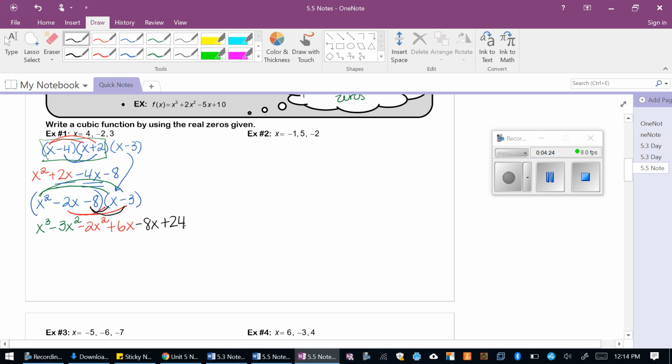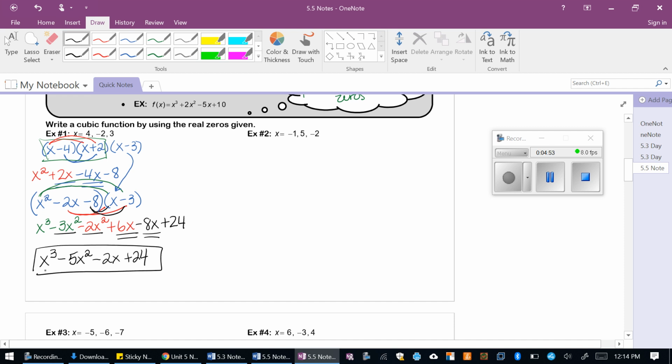The final step is to clean up and combine like terms. My like terms here would be -3x squared and -2x squared, and 6x and -8x. So my final answer is x to the third minus 5x squared, because I combine -3x squared and -2x squared, minus 2x, because that's 6x minus 8x, plus 24.